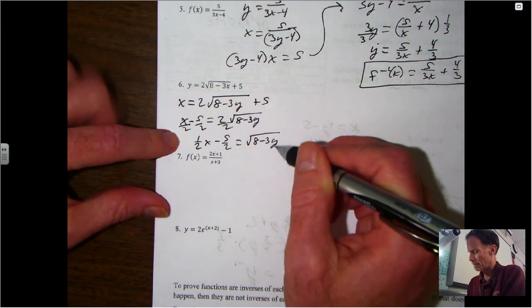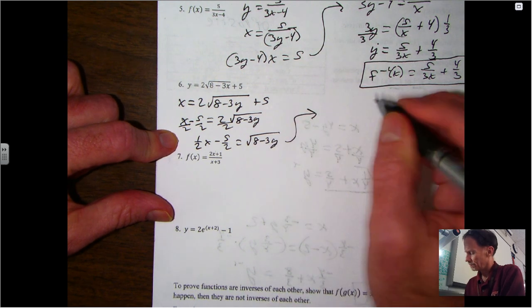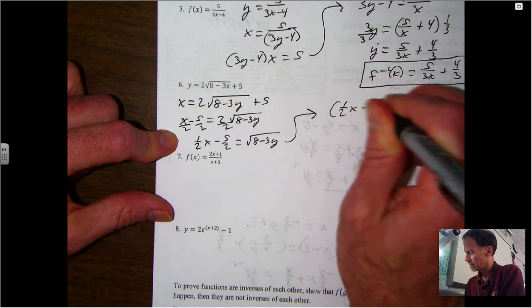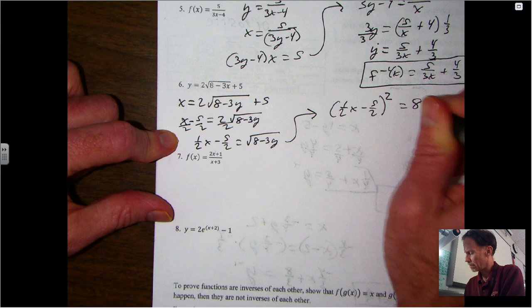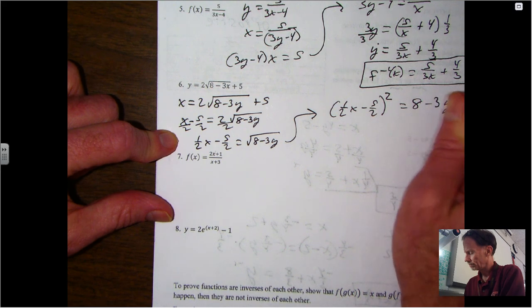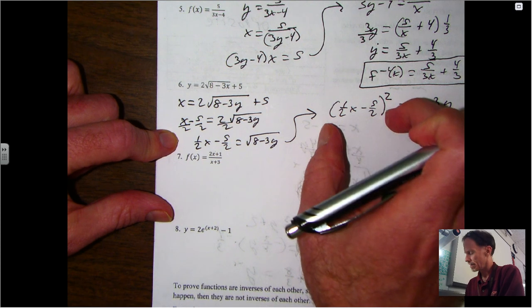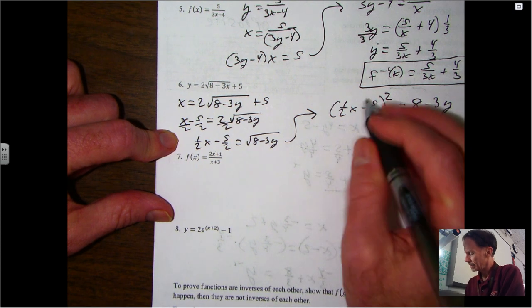And again, always doing the opposite. We can square both sides. So we have 1/2 x minus 5/2 quantity squared equals 8 minus 3y. And I'm not worried about multiplying this out. I'm just going to keep it like this in this case. Now we can keep on going. Subtract 8.